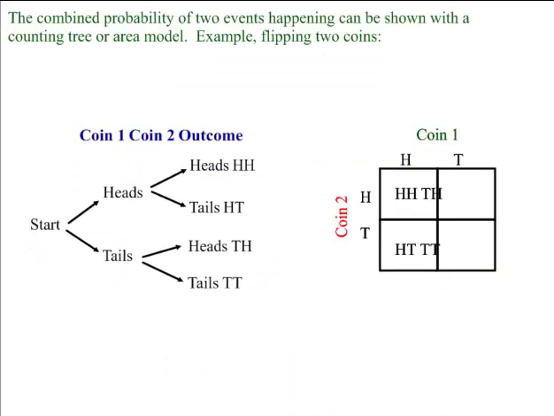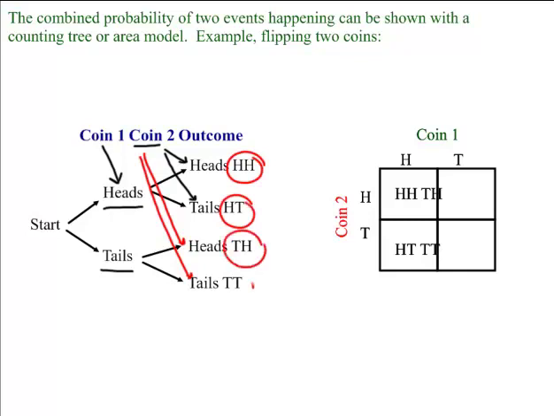So here is another probability tree. The combined probability of two events happening can be shown with a counting tree or an area model. So if we're flipping two coins, our first coin, coin number 1, we have options heads or tails. And then coin 2, we have heads again and tails again. And then let's say you got tails the first time around, your two options for coin 2 are still heads, or you could get tails. So our outcomes could be head-head, head-tail, tail-head, or tail-tail. Those are the only possibilities that we have.